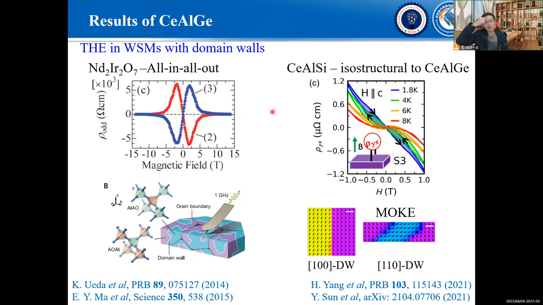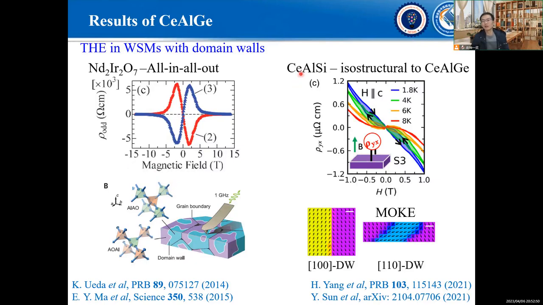Such a loop-shaped topological Hall effect is quite unusual. As far as we know, neodymium iridium oxide is the first example that shows a loop-shaped topological Hall effect. In this case, they claim that it has something to do with the domain wall between the all-in, all-out and all-out, all-in domains. They claim that this compound in the bulk has some Weyl points, and the domain walls will pin some in-gap states. So this forms some conducting interface, and some theories predict that it will cause a loop-shaped topological Hall effect.